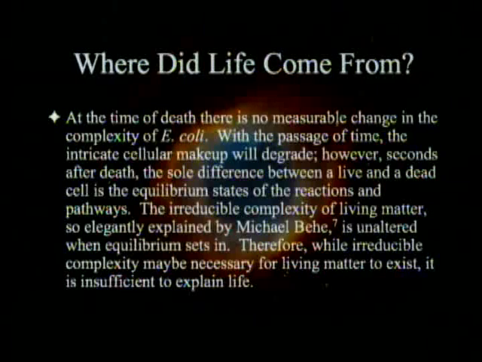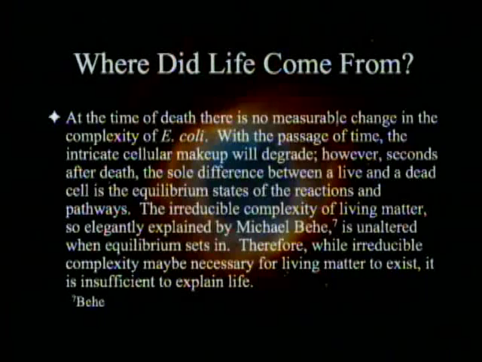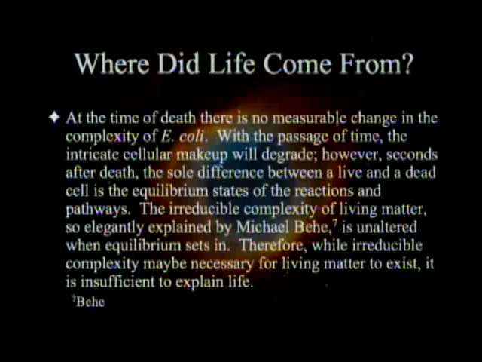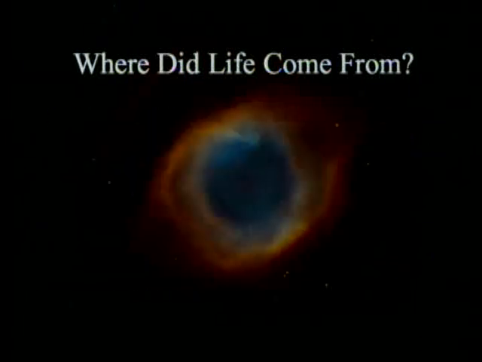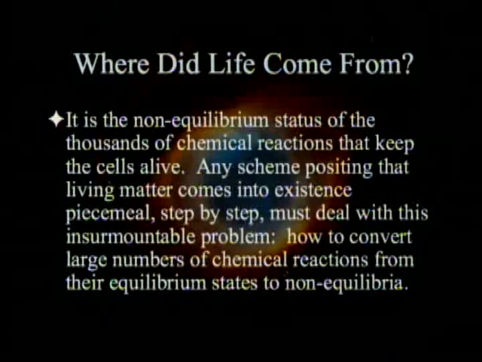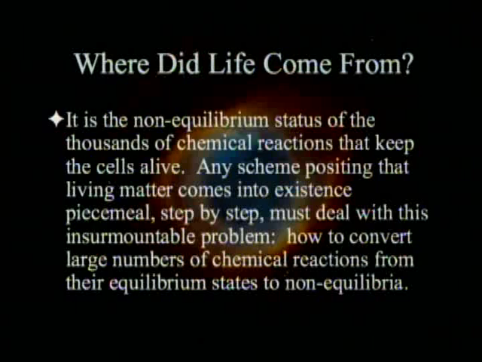The irreducible complexity of living matter, so elegantly explained by Michael Behe in Darwin's Black Box, is unaltered when equilibrium sets in. Therefore, while irreducible complexity may be necessary for living matter to exist, it is insufficient to explain life. It is the non-equilibrium status of thousands of chemical reactions that keep the cell alive.